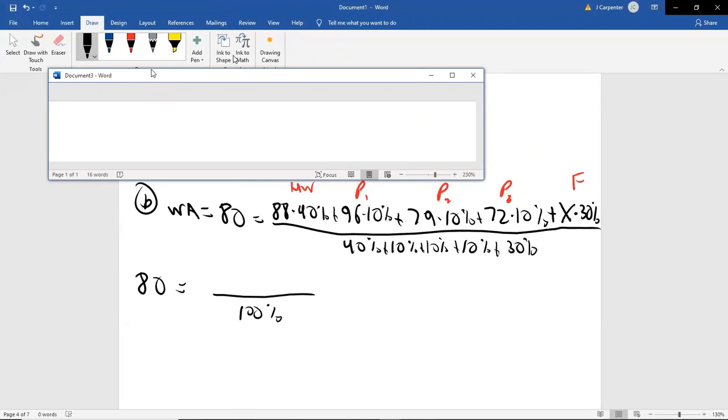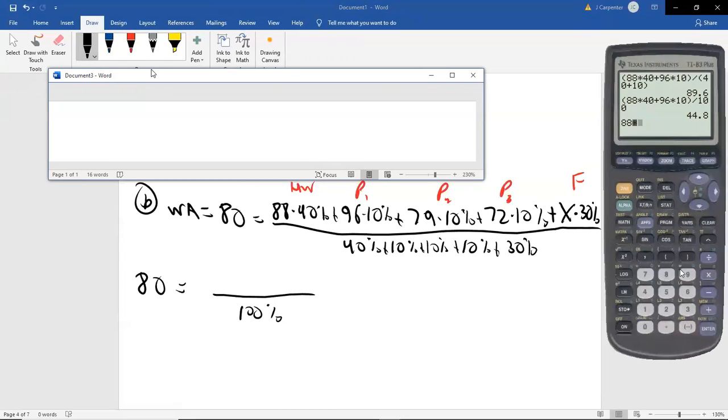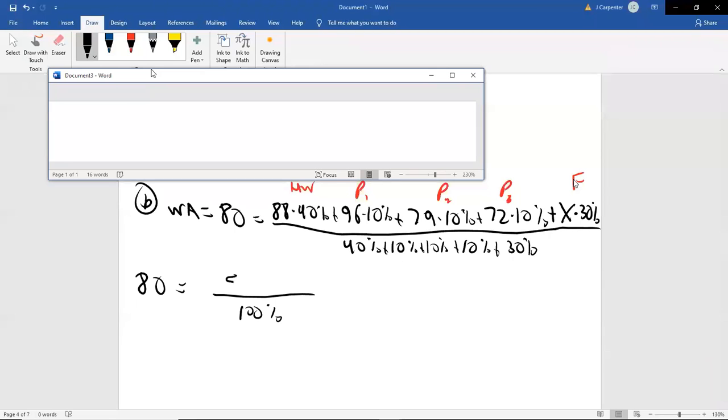And then the top, the 88 times the 40, let's show what all that stuff is going to be. 88 times 40 plus 96 times 10 plus 79 times 10 plus 72 times 10. Let me check my numbers. 88, 40%, 96, 10%, 79, 10%, 72, 10%. Now I don't add up the X part because it's not a like term, so that's 59.90. But then we still have the plus the 30% times the X.